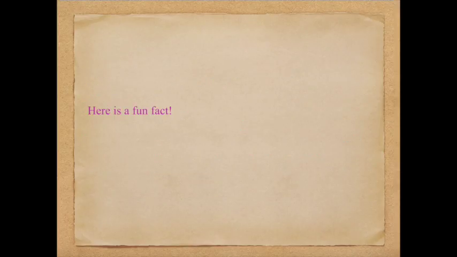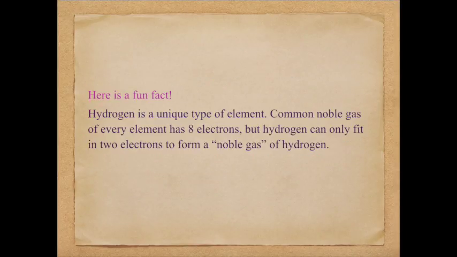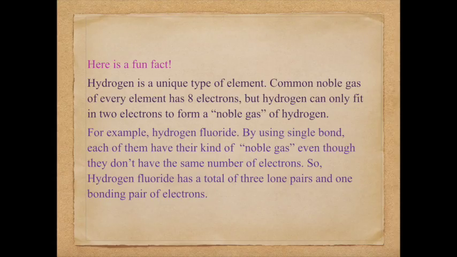Here is a fun fact. Hydrogen is a unique type of element. The usual noble gas configuration of every element has 8 electrons, but hydrogen can only fit in 2 electrons to form the noble gas configuration of hydrogen. For example, hydrogen fluoride. By using a single bond, each of them has its own kind of noble gas configuration, even though they don't have the same number of electrons. So hydrogen fluoride has a total of 3 lone pairs and 1 bonding pair of electrons.